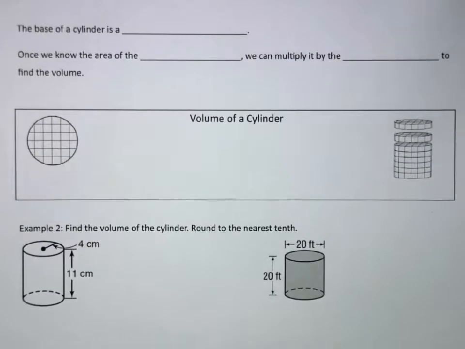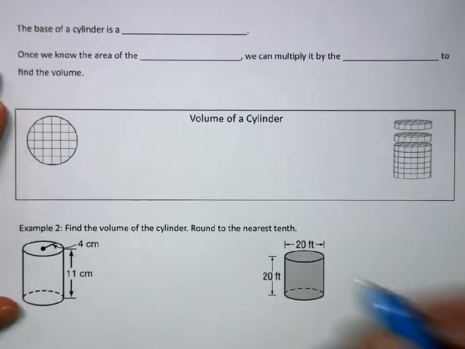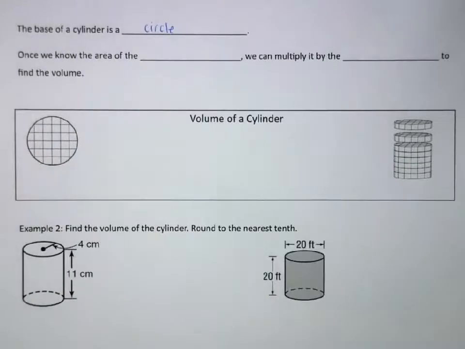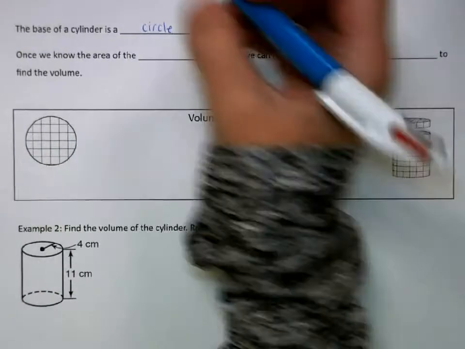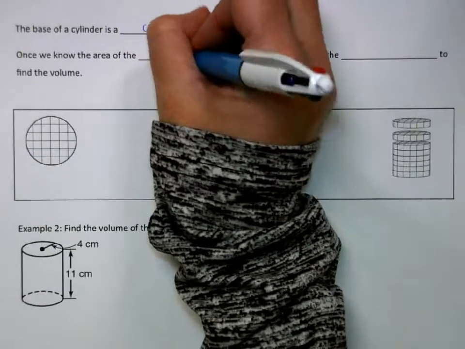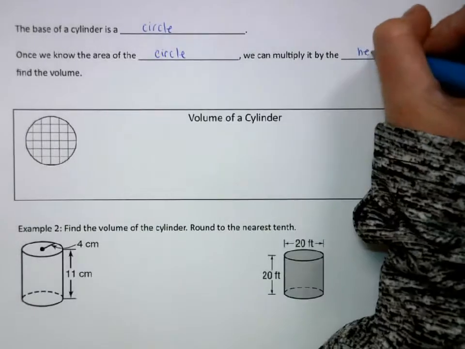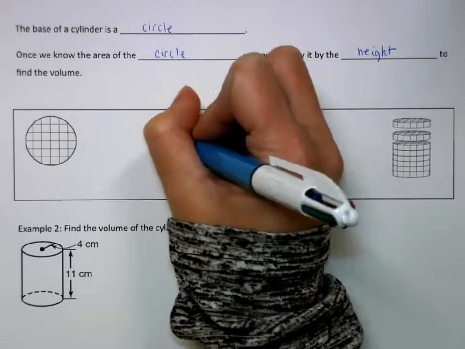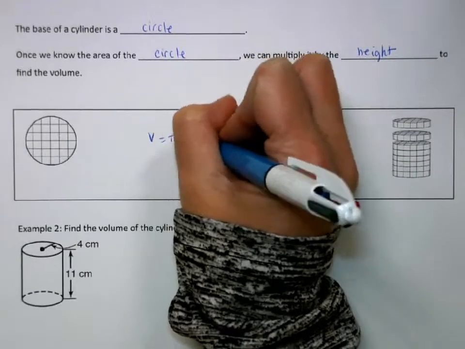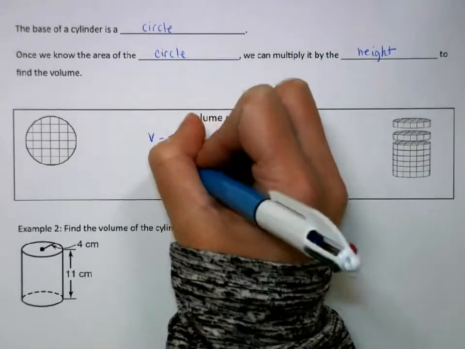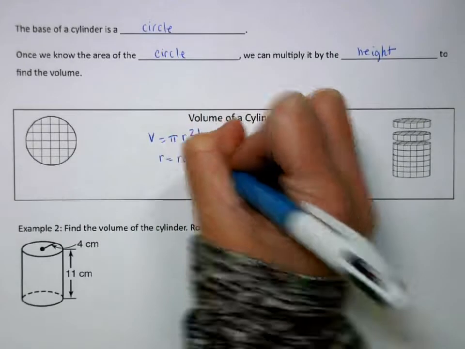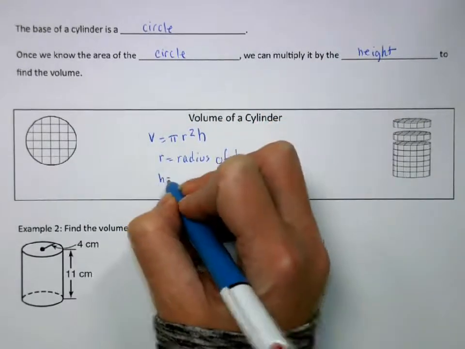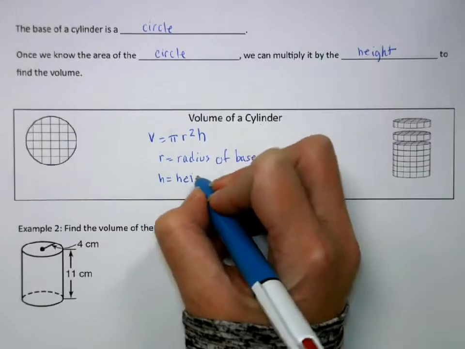Next we have our cylinder. The base of the cylinder is a circle, so it's essentially going to be the same formula where we have the area of the circle and then we'll multiply that times the height to get the volume. So our volume is pi r squared h. r is the radius of the base, and h is the height, which is a little bit more obvious on the cylinders.